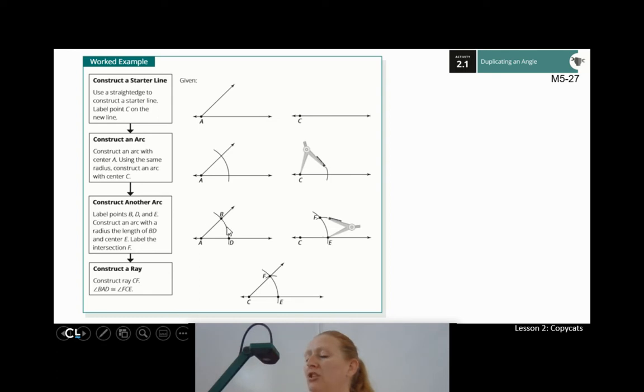Yeah, so we're going to measure this. I know this is confusing. Once you see me do it, though, you realize it's not so bad. So we're going to measure this, and then we're going to use that to make a little notch right there. And then, boom, that's where the other side of your angle should go through. Construct ray CF. Such an angle BAD is congruent to angle FCE. Now, this was a little confusing, right? There's a couple more steps going on here. So I'm going to show you real quick.